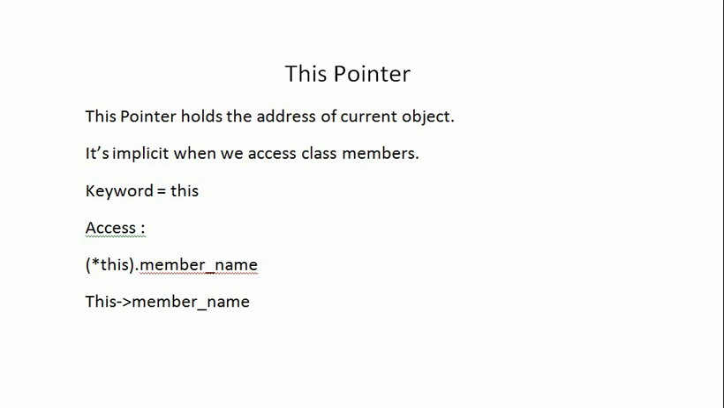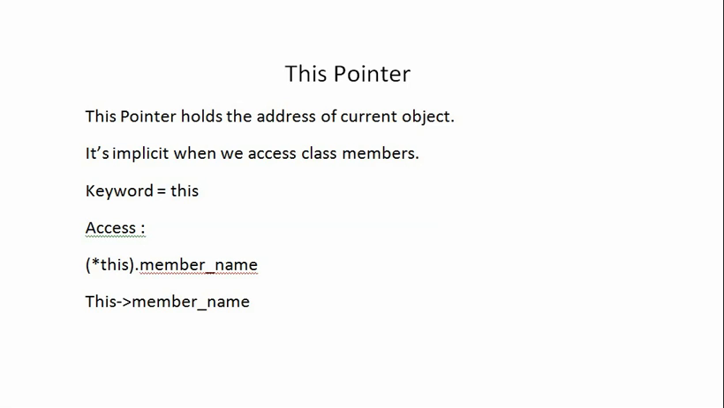Hello guys, in this video we will talk about this pointer. So this pointer holds the address of the current object. The current object means the current object of the class. This pointer holds the address of the current object of the class. So it is implicit when we access the class members.